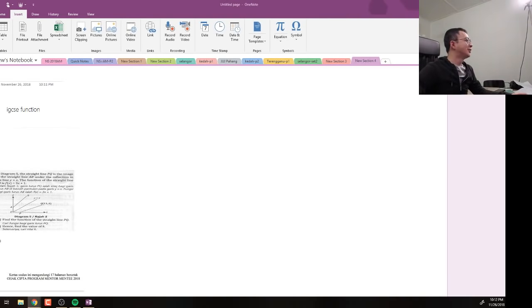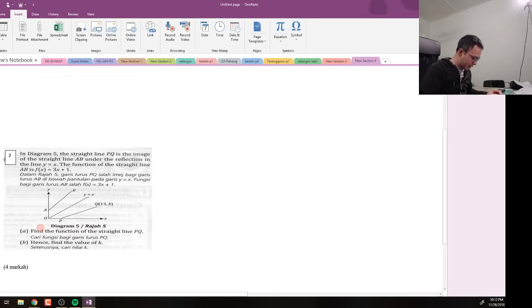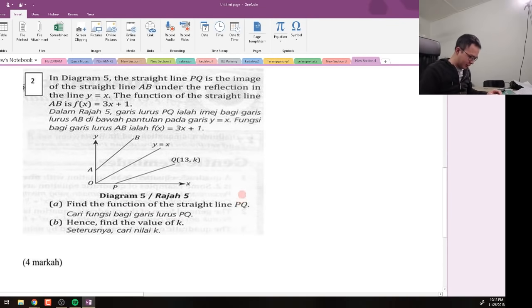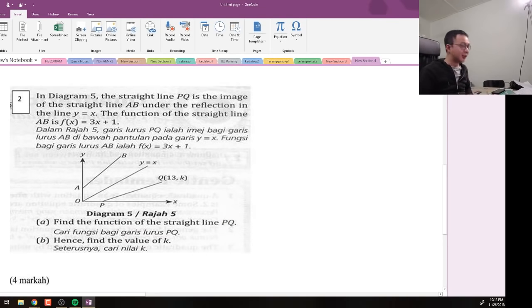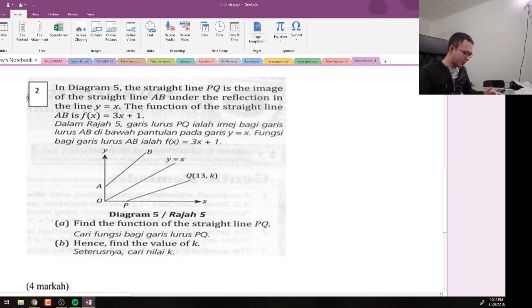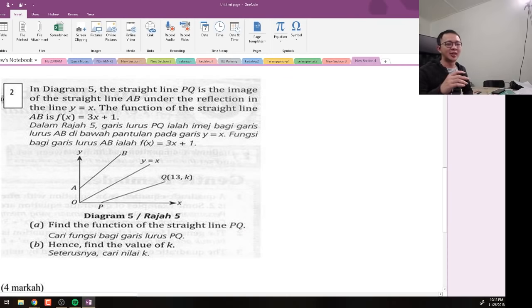Alright, so yeah, I'm back here. I found two more questions. I guess this is a function question, and I think it's from the mentor-mentee paper, something like that. I do teach the IGCSE function topic, and this is what happens.